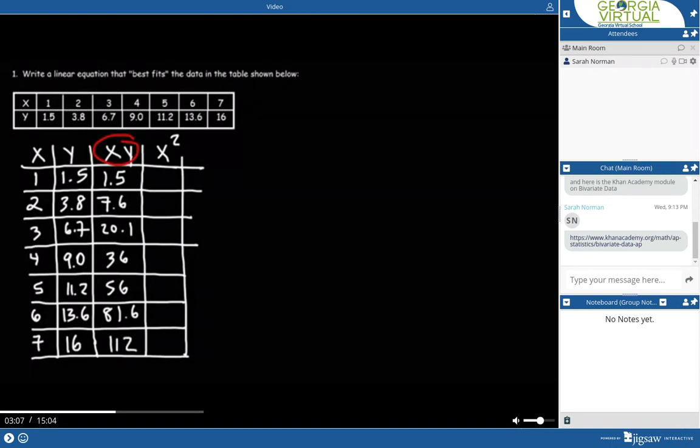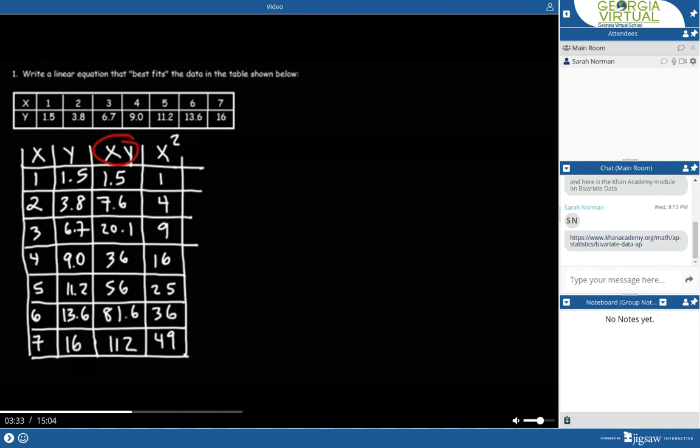Now let's calculate x squared. 1 squared is 1. 2 squared is 4. 3 squared is 9. 4 squared is 16. 5 squared is 25. 6 squared is 36. 7 squared is 49. Now the next thing we need to do is take the sum of each column of numbers. So let's go ahead and do that.